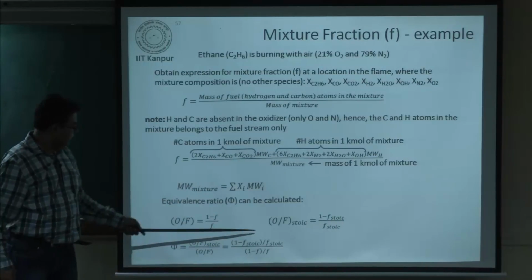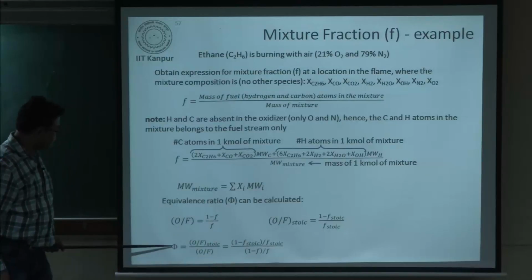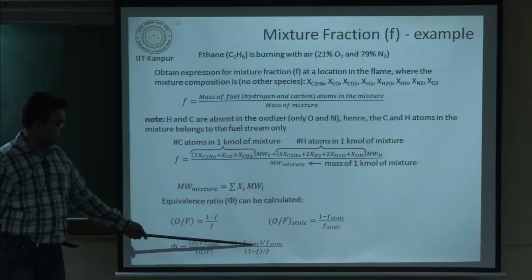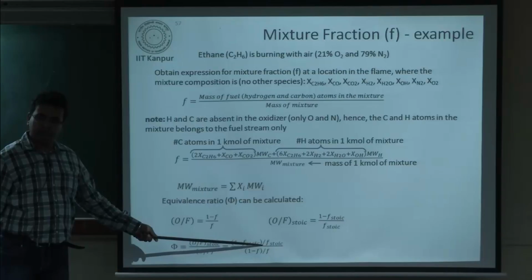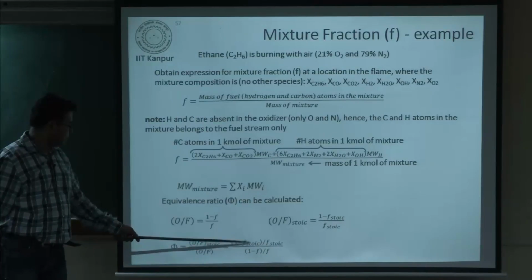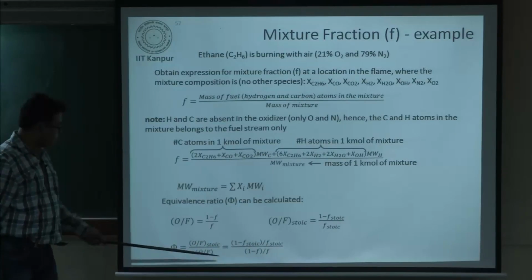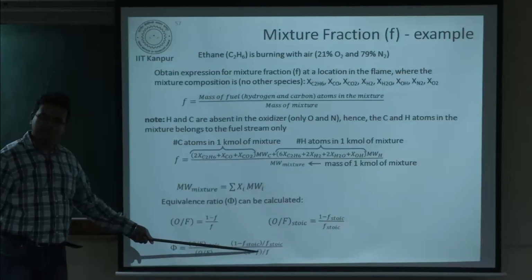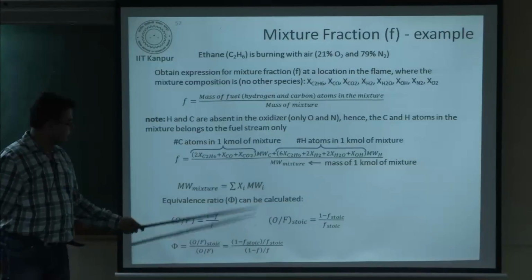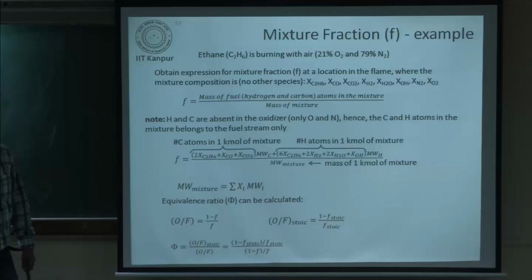Again, you can obtain a ratio between the equivalence ratio and the stoichiometric mixture fraction. Okay. So stoichiometric mixture fraction and the equivalence ratio, and this is the local mixture fraction. Okay. So there is a relationship that you can easily figure out.